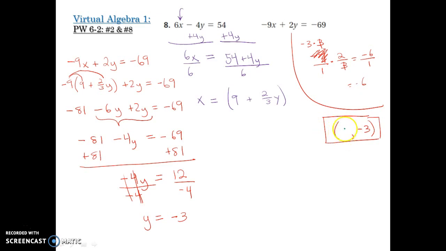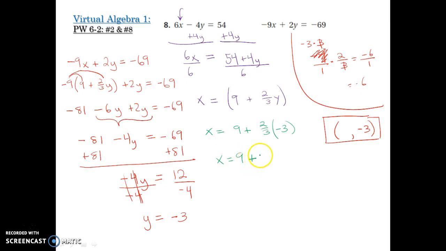And to finish off, I need to find out what the x value is. Since I know what the y value is, now I can substitute this negative 3 in for y right over here. Or right up here, or right here. It doesn't matter which equation I use at this point. Once I know what y is, I can plug it into any equation. And I'll go ahead and plug it into here, just because it starts with x equals. So x equals 9 plus 2/3 times y, but y is negative 3.